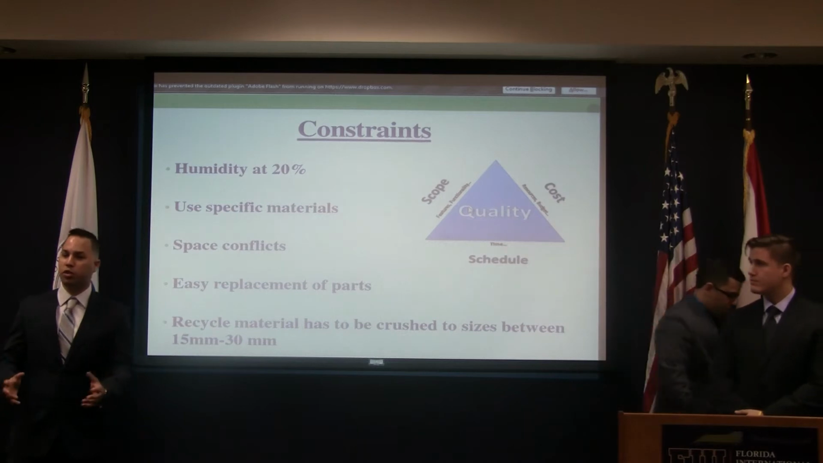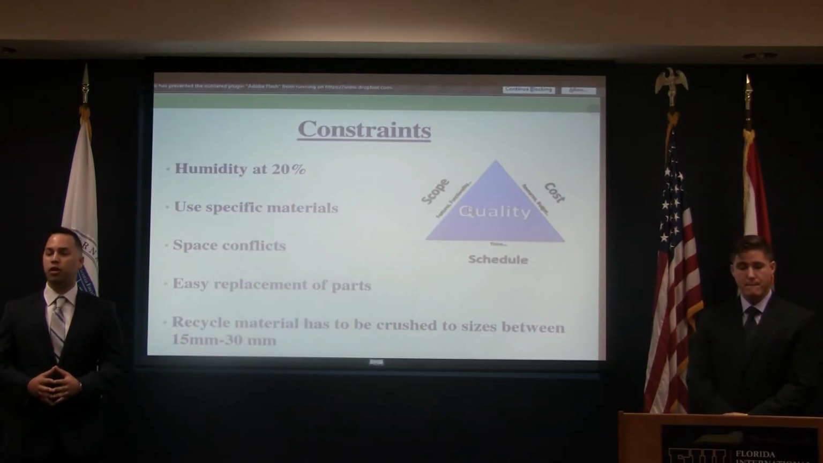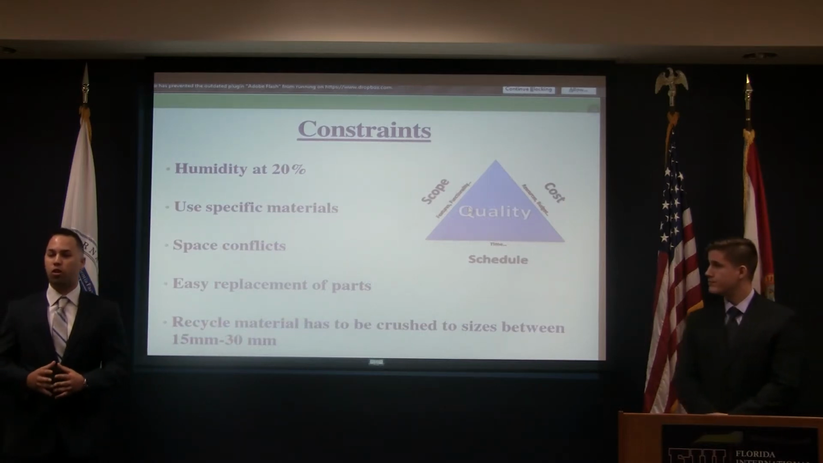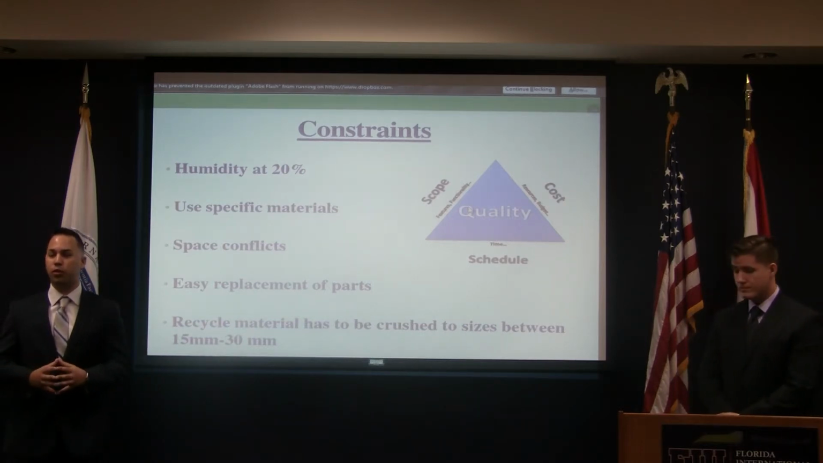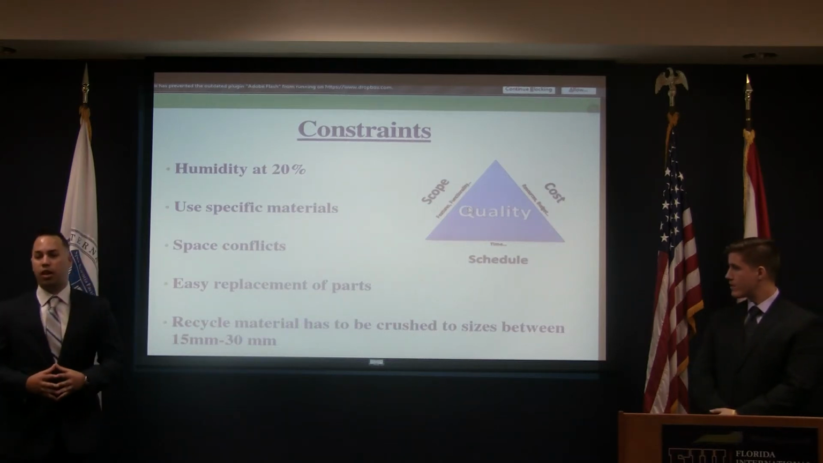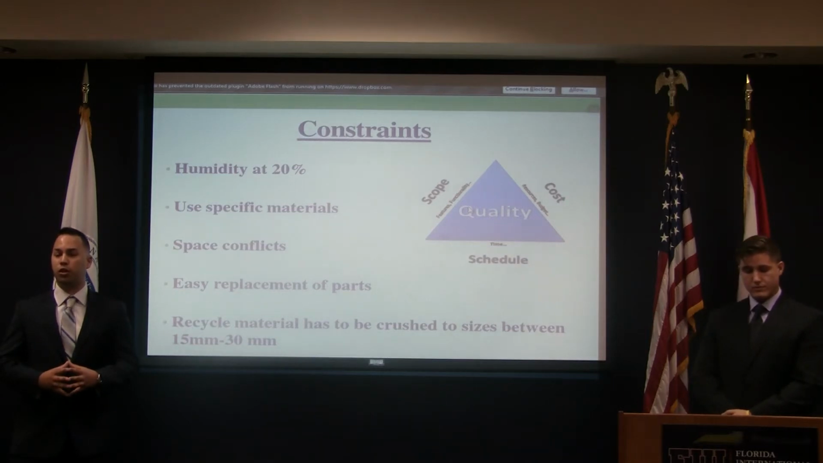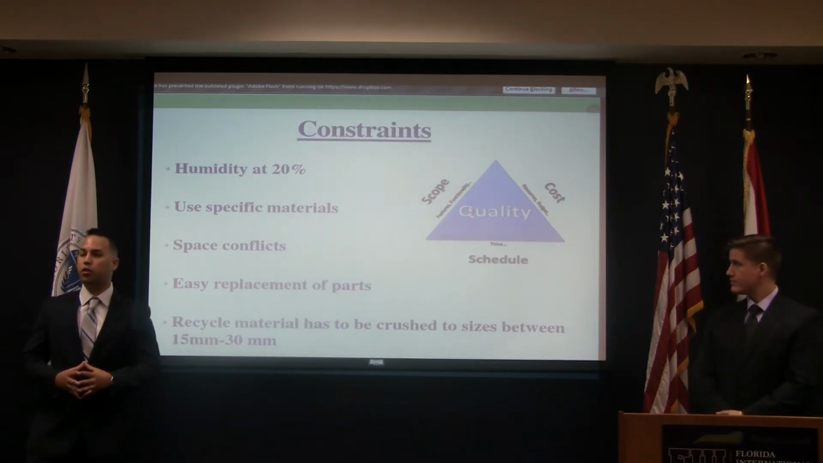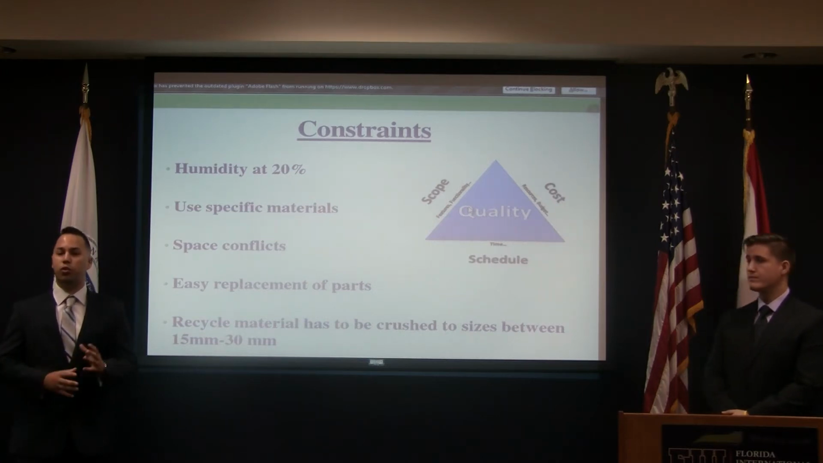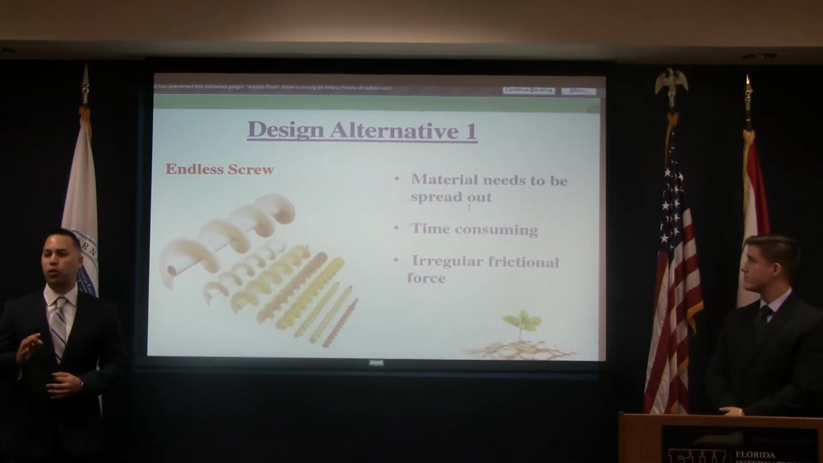In order to design our system, we have to follow certain constraints. One of them was to have 20% humidity in our system in order to create a dry environment so the charges last longer. We also had to work with space constraints because we didn't want to make a machine that was too big. Specific materials also have to be used in order to provide optimal frictional force, and all the materials that are going to be introduced into the system have to be crushed to sizes between 50 millimeters to 30 millimeters. Our system is going to be composed of three major components.